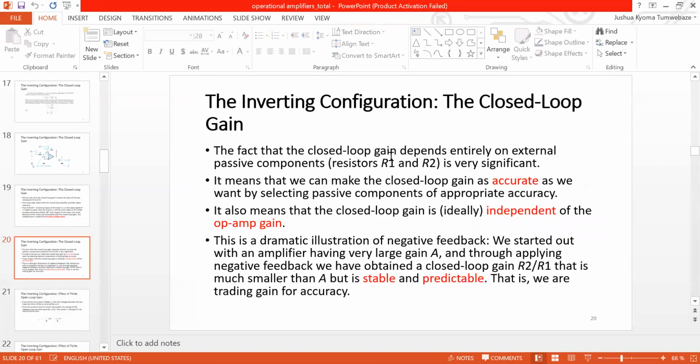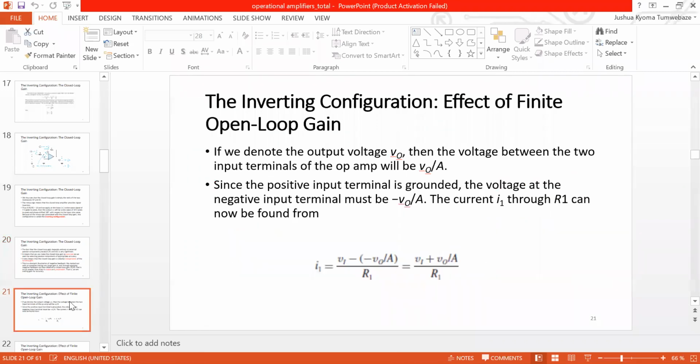Okay. So we have already discussed some of these, including the impact of applying these two resistors, R1 and R2. This one you can read. Then we want to see the effect of the finite open loop gain.